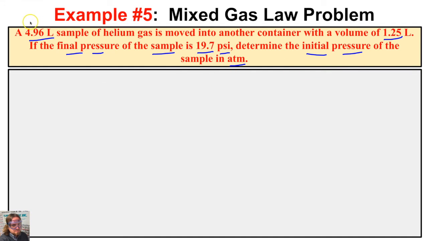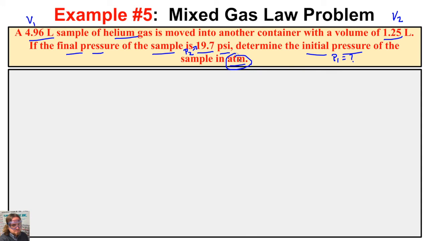So if we take a look here, it looks like we have a sample of helium gas, and this is our V1. Tells us it's liters, so this is our starting volume of this gas. It's being moved to another container that has a different volume, so this here is going to be our V2. If we take a look, the final pressure of the sample is this right here. So this here is going to be our P2, our final pressure. It says to determine the initial pressure. So P1 is what we're trying to figure out in atmospheres.